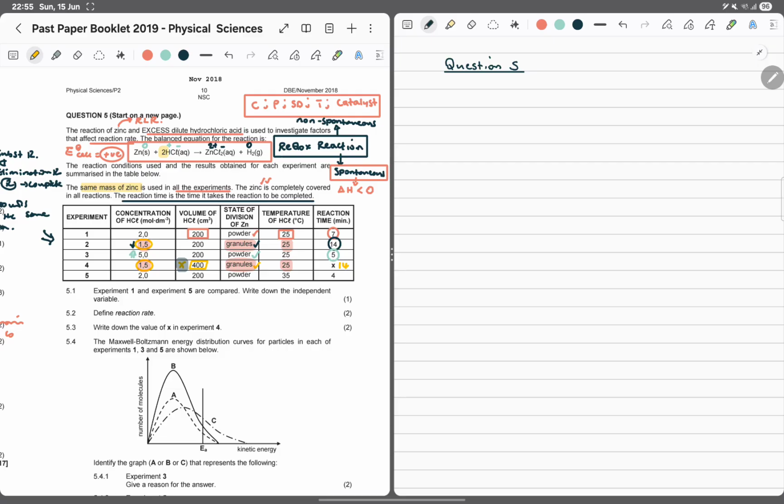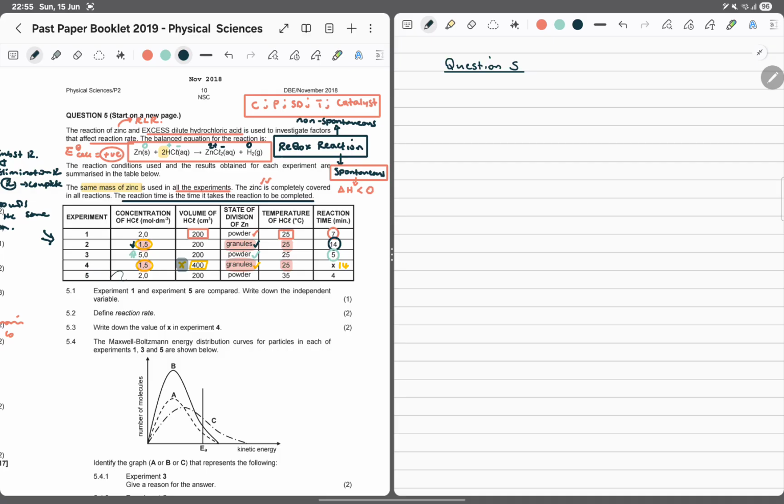That should take exactly the same amount of time as experiment 2, because this is literally experiment 2, but we added just an extra volume of HCl, and that doesn't affect the reaction rate, so it should be exactly the same. So again, this is a very good thing to notice.